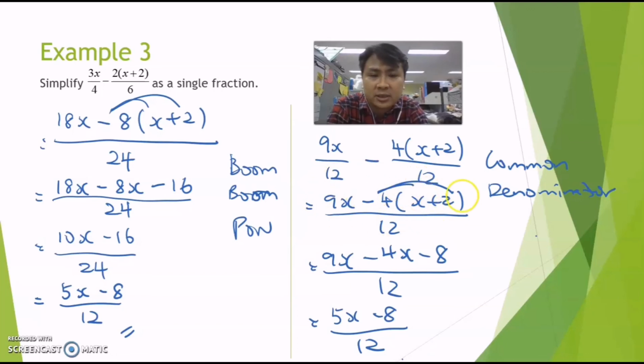Always have the idea that you must write down the expansion, write down the brackets, and when you're doing your expansion, you will be more careful, right?